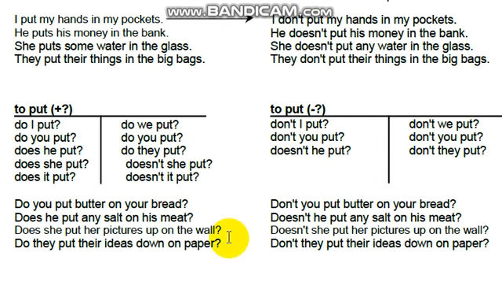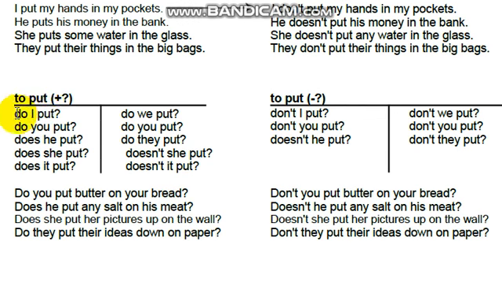Then let's look at the question. So the positive question and the negative question. So here it's do I put, do you put, and does he put. So here it becomes does because he, she, it. So here don't I put, don't you put, doesn't he put. Doesn't she put, doesn't it put.